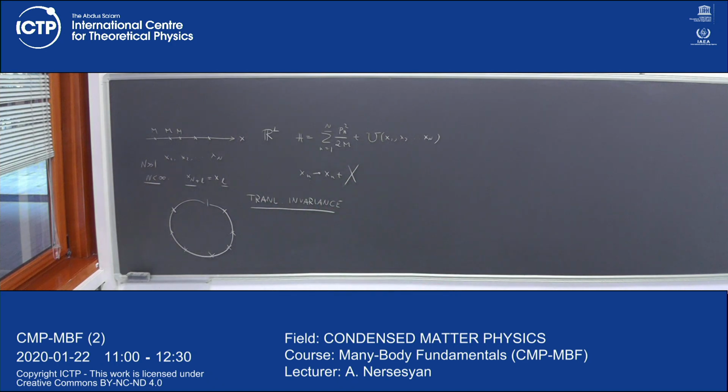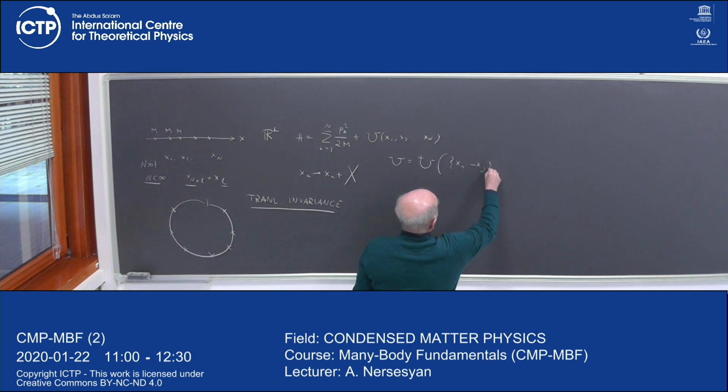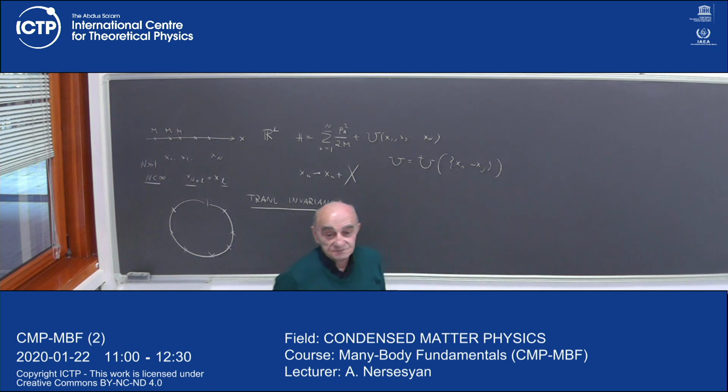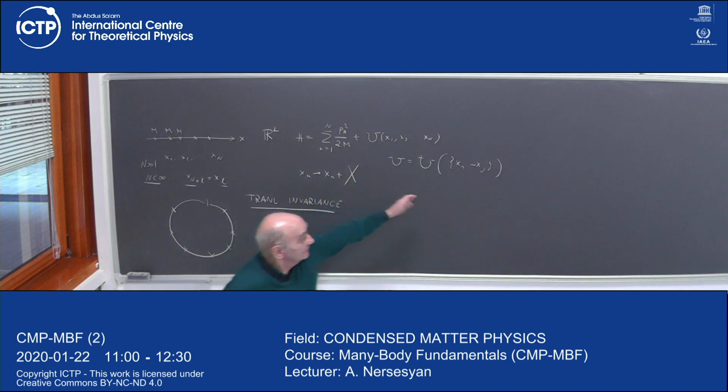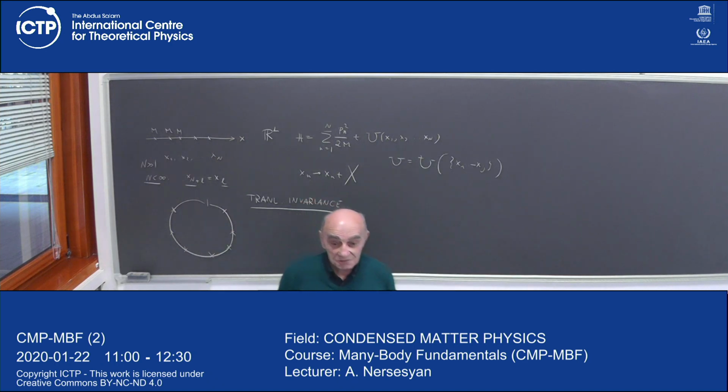This is not allowed. What is allowed is that U has to be a function which depends on all possible differences, x_a minus x_j. Because only for this difference, shifting the coordinate doesn't affect the function.